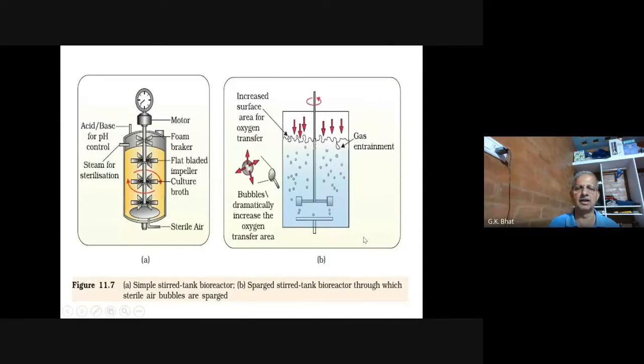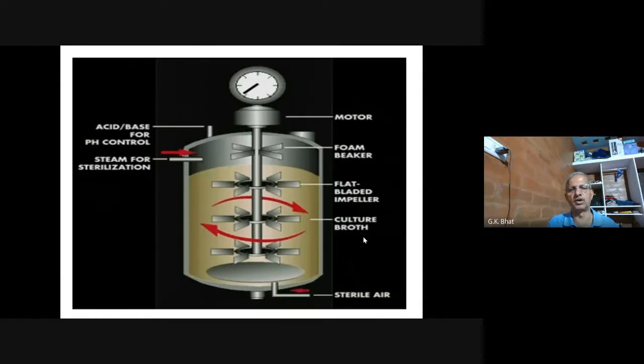So a bioreactor is mainly meant for increasing the quantum of production of the protein which we are getting through recombinant DNA technology. The proteins that are produced are purified and converted into the desirable form. So this is what you have: the two types of bioreactor, the simple one and the sparged one.